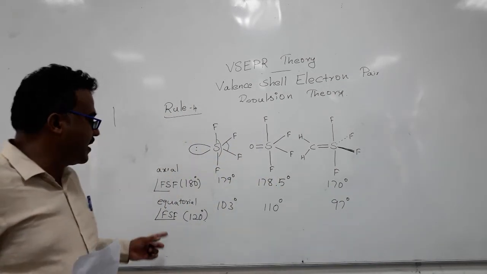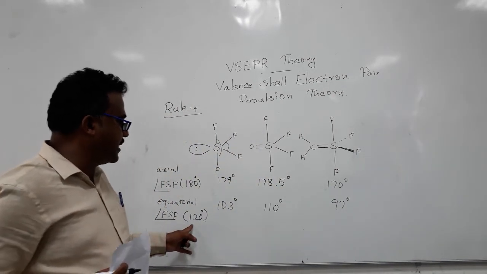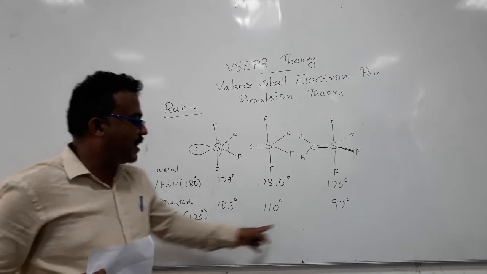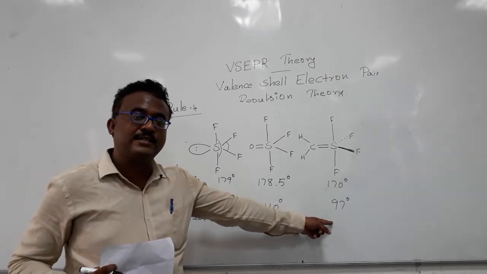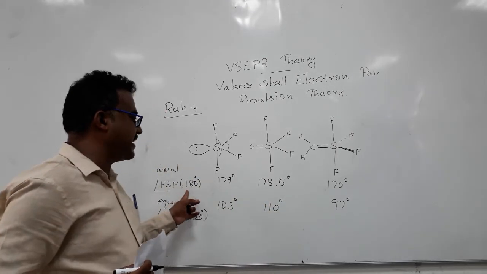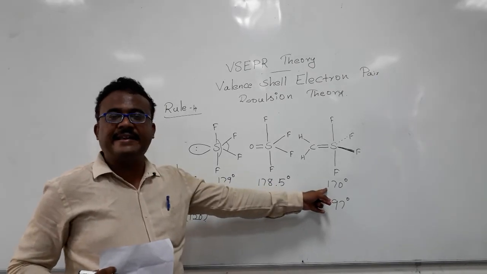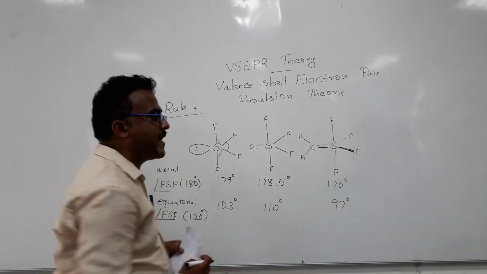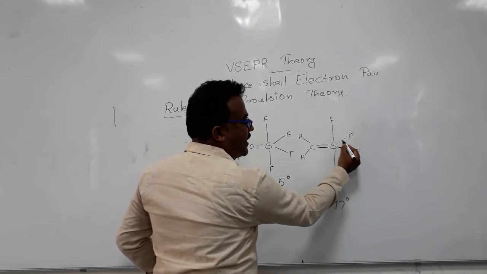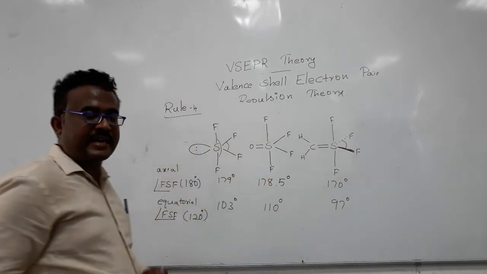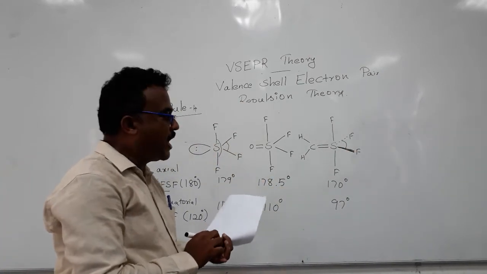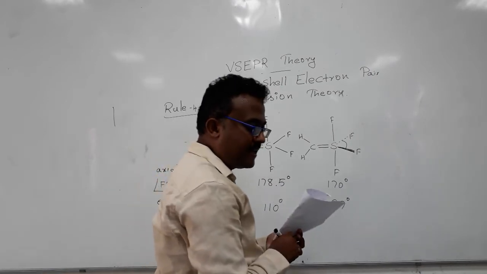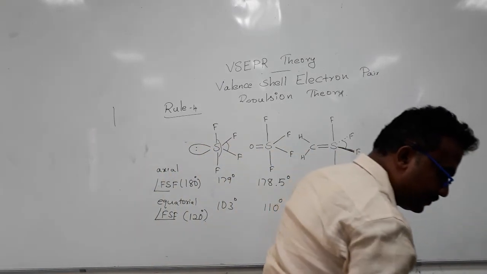So you can see here, the equatorial bond angle should be 120. It was reduced by almost 23 degrees. But in this case, 180 to 170, only a 10 degree decrease. That means more effect was observed in this bond angle. Why? That can be explained by the bonding of SF4 double bond CH2.